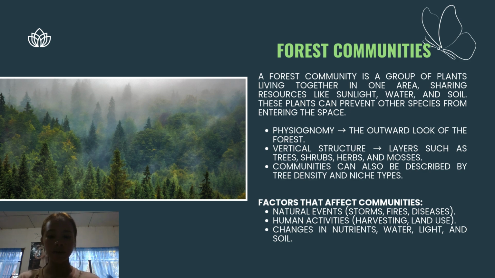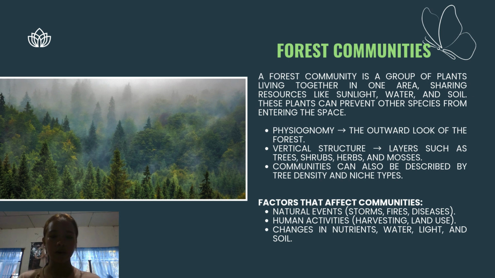We can describe a forest community in two main ways. A, physiognomy, the outward look of the forest, or how the forest appears from the outside. B, vertical structure, layers such as trees, shrubs, herbs, and mosses. Communities can also be described by the tree density and type of niches. So, tall trees at the top, shrubs in the middle, herbs and grasses closer to the ground, and mosses covering the soil.